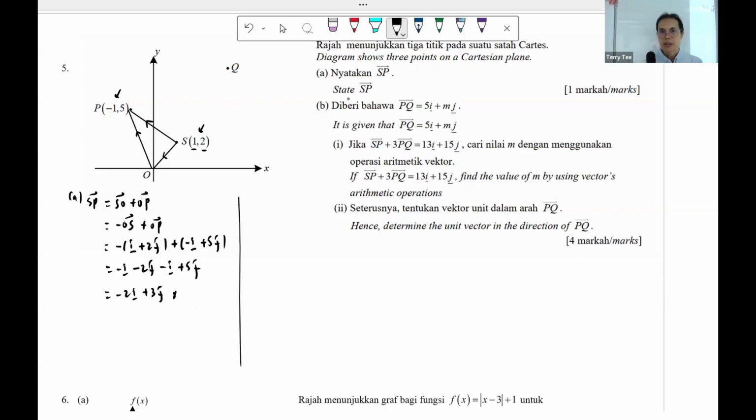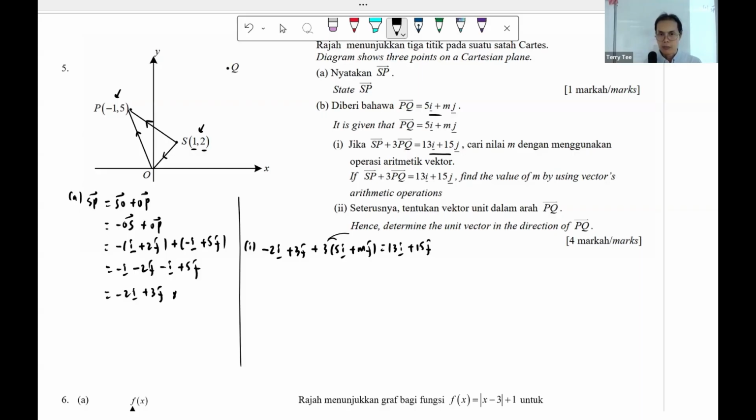They say given that PQ is now 5i plus mj and SP plus 3PQ is 13i plus 15j. Okay, so let me do it here. We know SP from the first part, so it's minus 2i plus 3j. You add with 3PQ, your PQ is 5i plus mj. The result is 13i plus 15j. My goal is to solve for m.